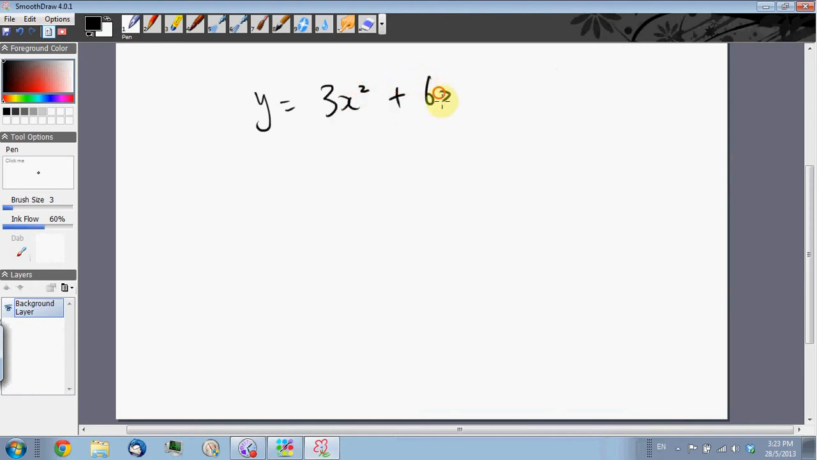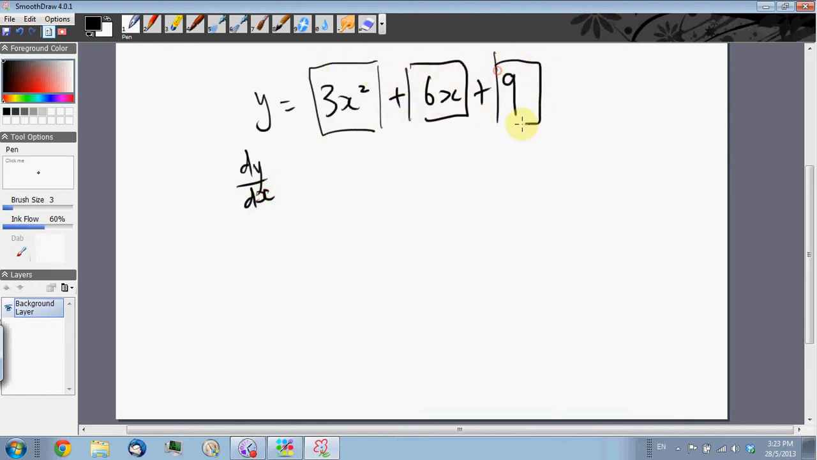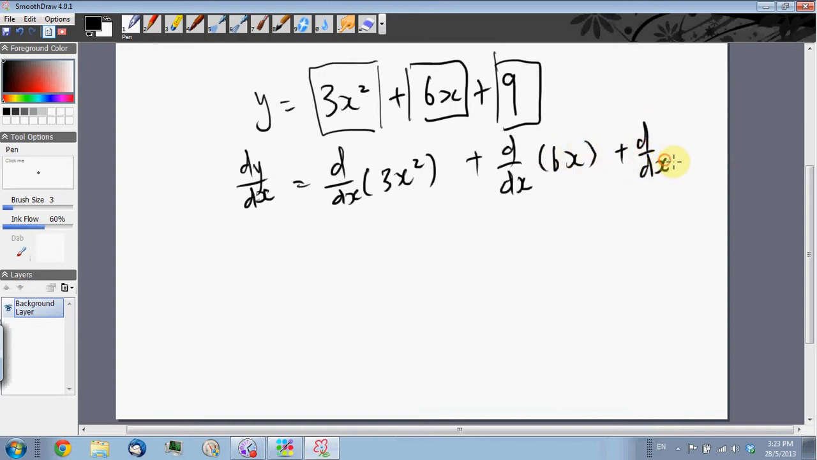Okay? And what if you have chains of polynomials, like y equals 3x squared plus 6x plus 9. For dy/dx, if it's like one term plus one term plus one term, with just plus in between, you can separate them out like that: d/dx of 3x squared plus d/dx of 6x plus d/dx of 9. Now you might be a bit confused by what this represents, right? But this d/dx just means you differentiate this on its own, okay? Differentiate each term on its own. So differentiate everything on its own, you get 6x, because this 2 brings down, right?